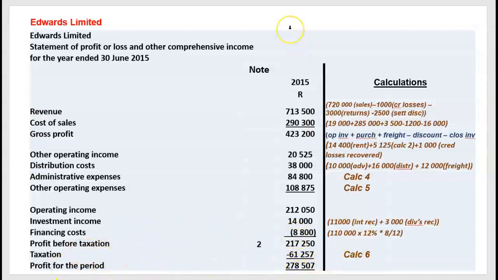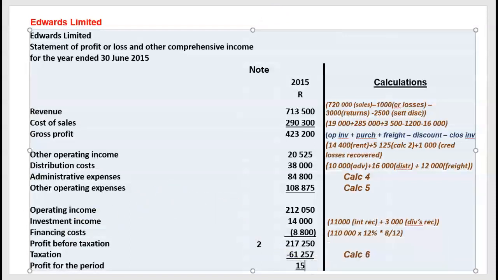which incidentally, I only see that now, 217,250 must be minus 61,257, 155,993.